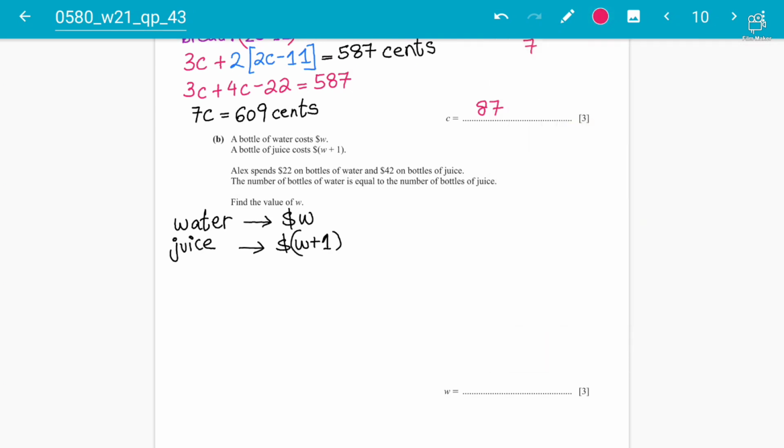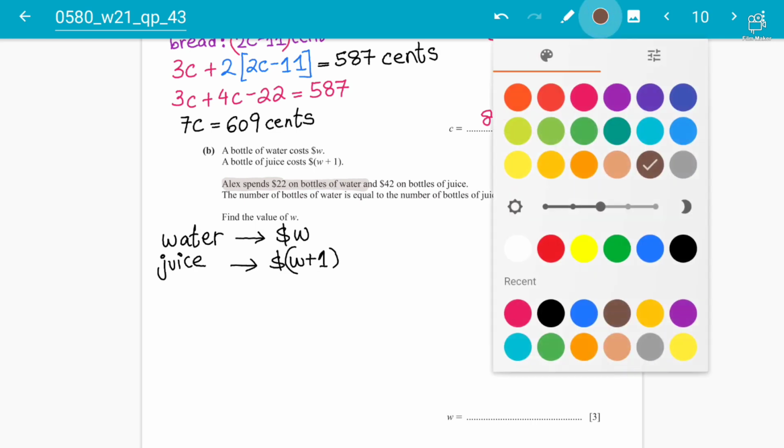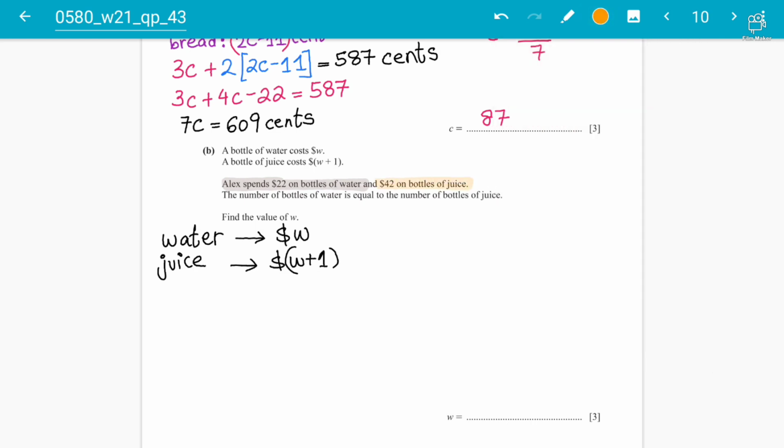So now they are saying that there's another person, Alex. Now Alex is spending $22 on bottles of water. Once you read this, you stop here and think, what does it mean? It says that Alex is spending $22, so it's the total amount. 1 bottle of water costs W dollars, and Alex is spending $22. Similarly, $42 is being spent on the bottles of juice as well.